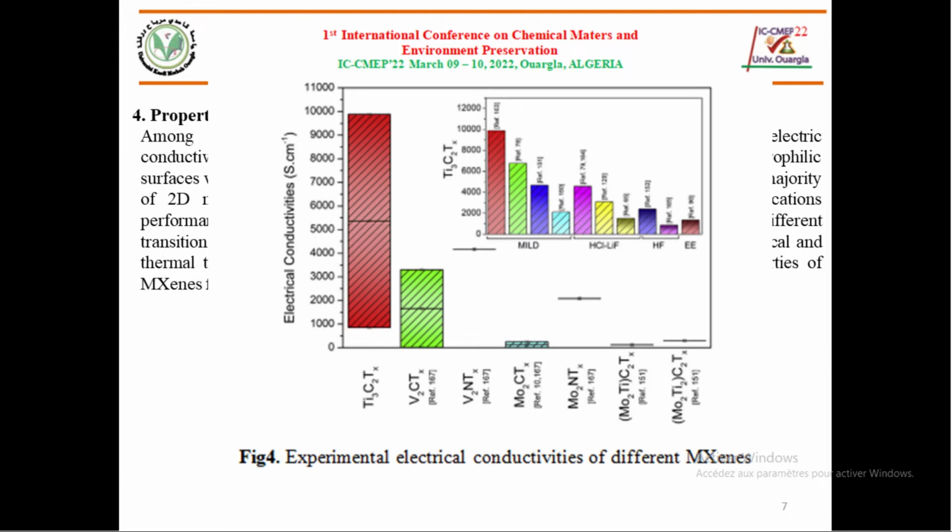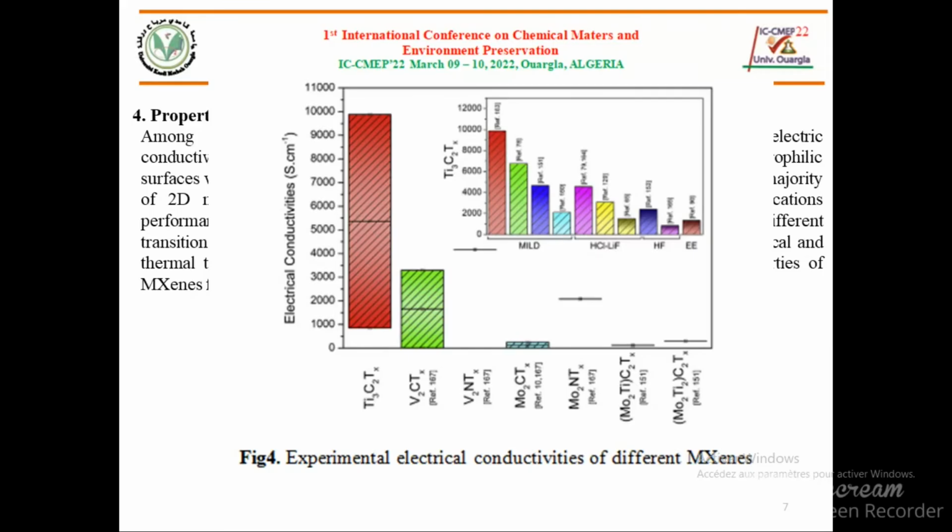In addition, it was observed that resistivity values increase with the number of layers and the presence of functional groups. Because of this, the simulated conductivities have generally larger values than the ones observed experimentally.